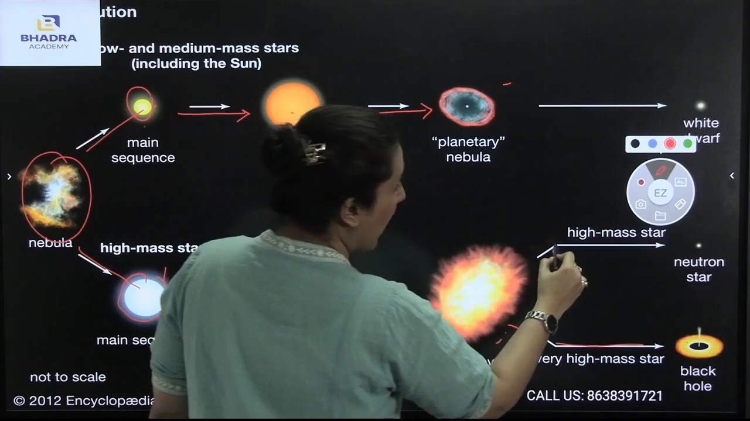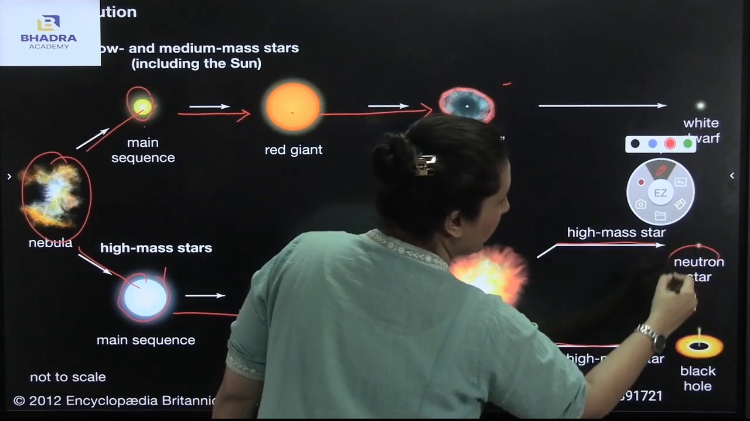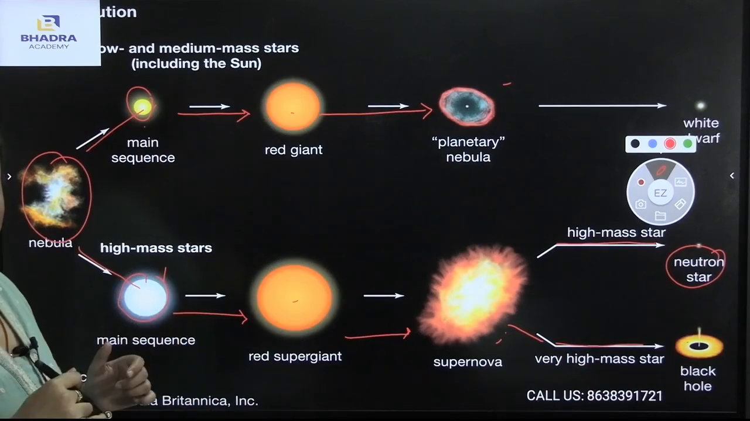Now, when there is a high mass star, when the high mass star gives out more energy, it is then converted into a neutron star. So these are the stages of the formation of the stars.